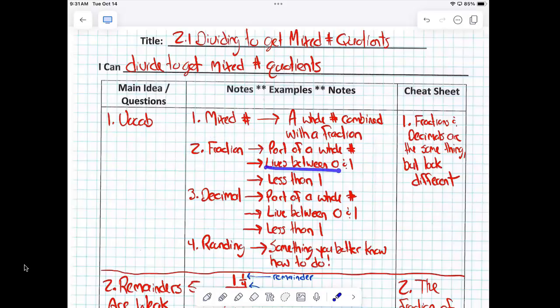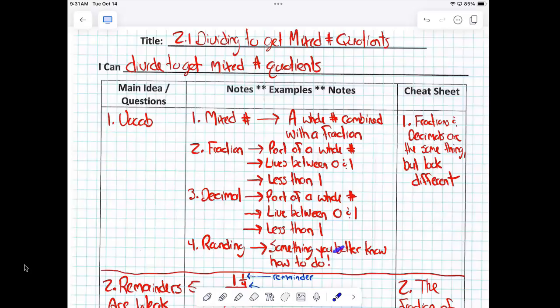Where does it live? Is it bigger or smaller than 1? And is it part of a whole number? Yes. Now, decimals, believe it or not, have the exact same definition as a fraction. They live between 0 and 1. They are less than 1, and they're part of a whole number.